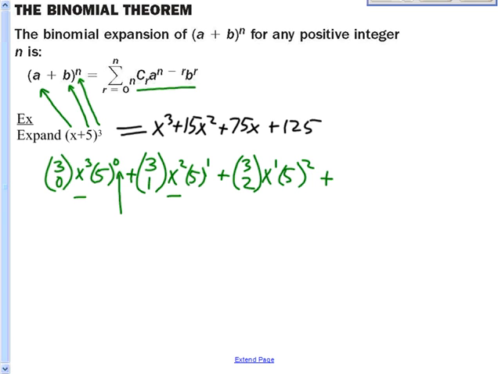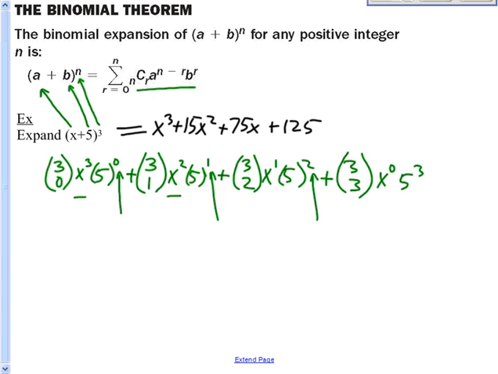And our last term is 3 choose 3. As soon as they're the same there, it's going to be your last one. X is now to the 0 power. Again, the x started at x cubed on the first term, then squared, then to the 1, now to the 0. And 5 was going up. It started at 0, then went to 1, then to 2, now it's to the third.